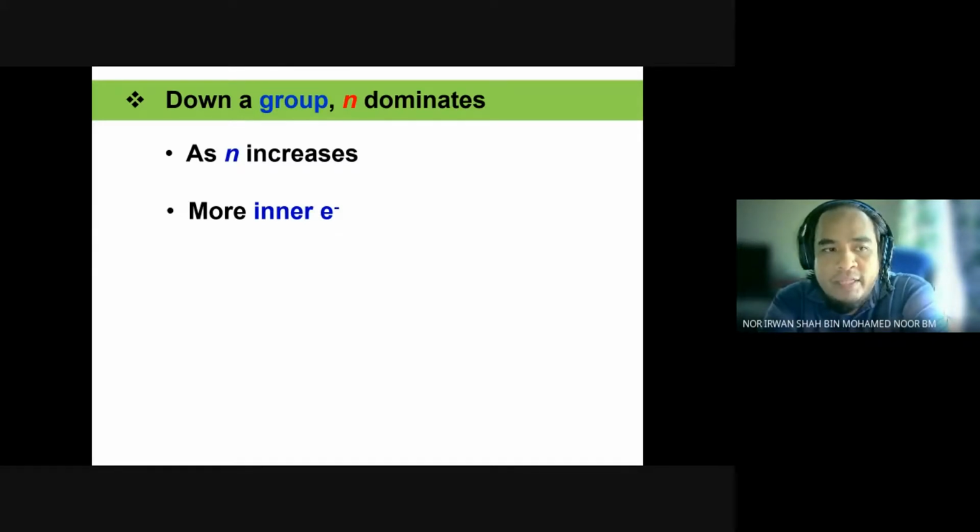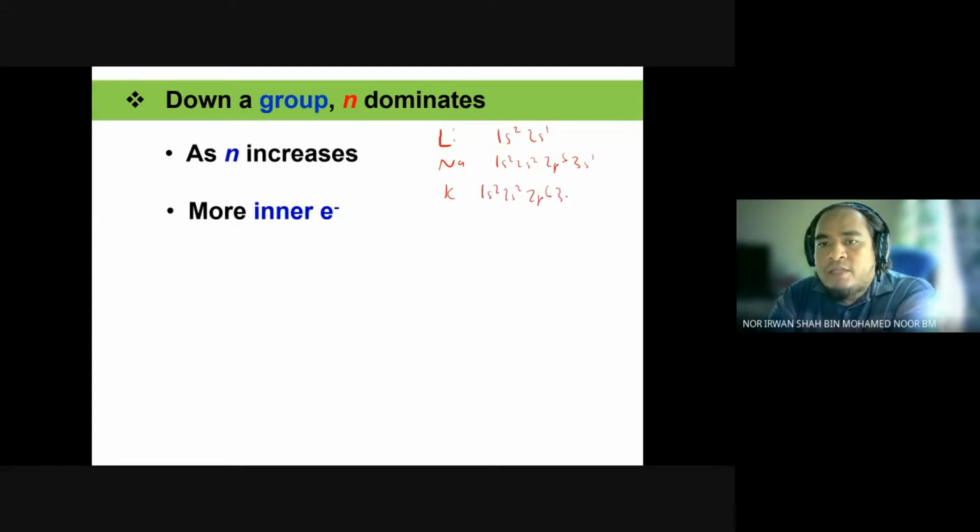For example, kita ambil contoh lithium. Lithium, sodium, potassium kan. The three of this, kalau saya tuliskan dekat sini, so kita ada lithium, sodium and potassium. Okay, lithium 1s2, 2s1 kan. So sodium 1s2, 2s2, 2p6, 3s1. Dan kalau potassium pula, kita ada 1s2, 2s2, 2p6, 3s2, 3p6, 4s1. Nampak tak guys? So these three actually adalah elements from group 1. Okay, kenapa group 1? Because the three of this having the same number of valence electron, which is 1. Dia punya satu valence electron.